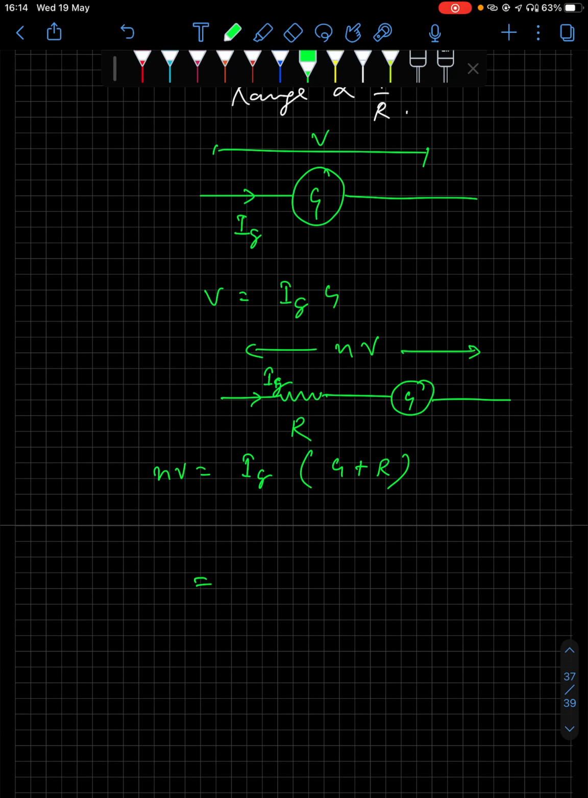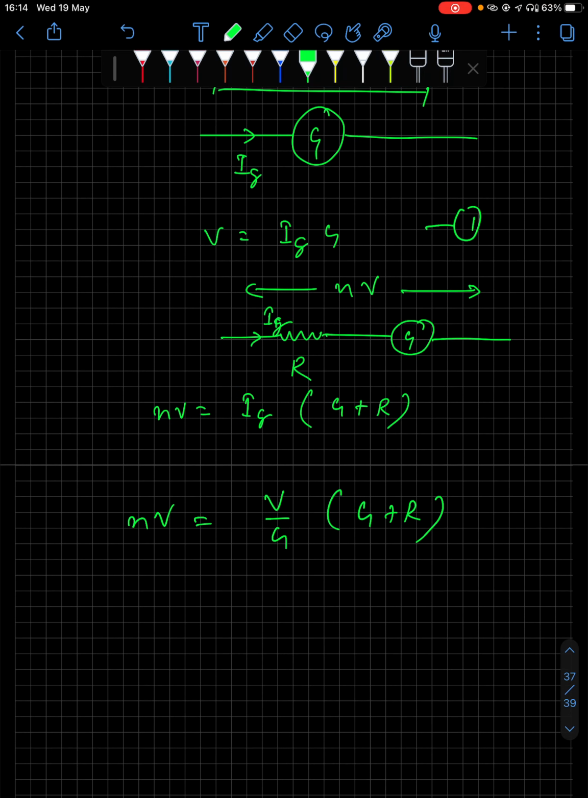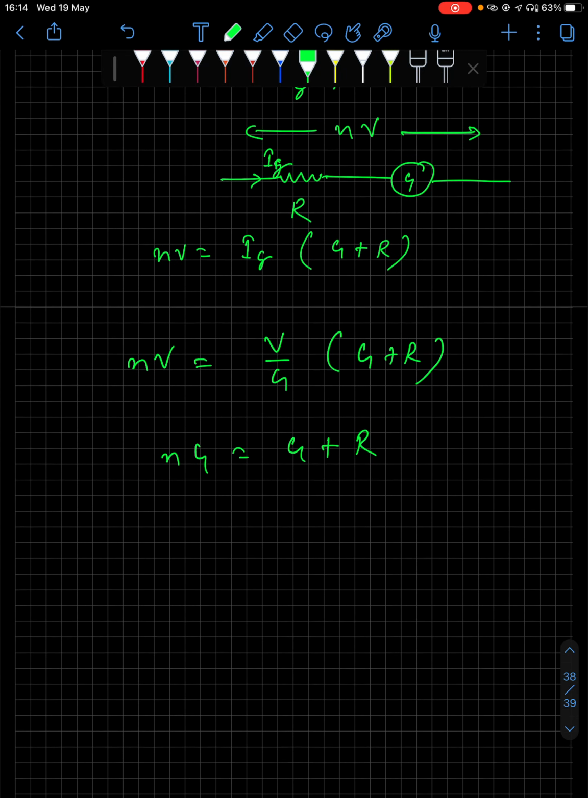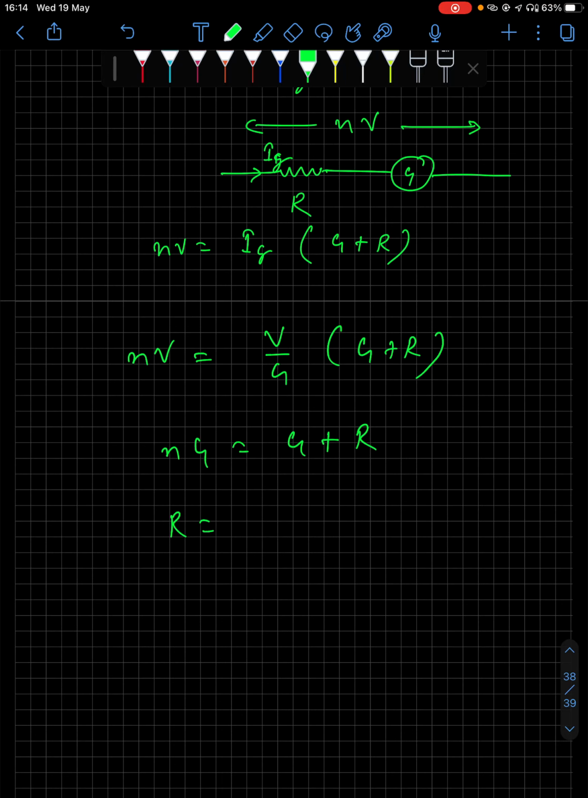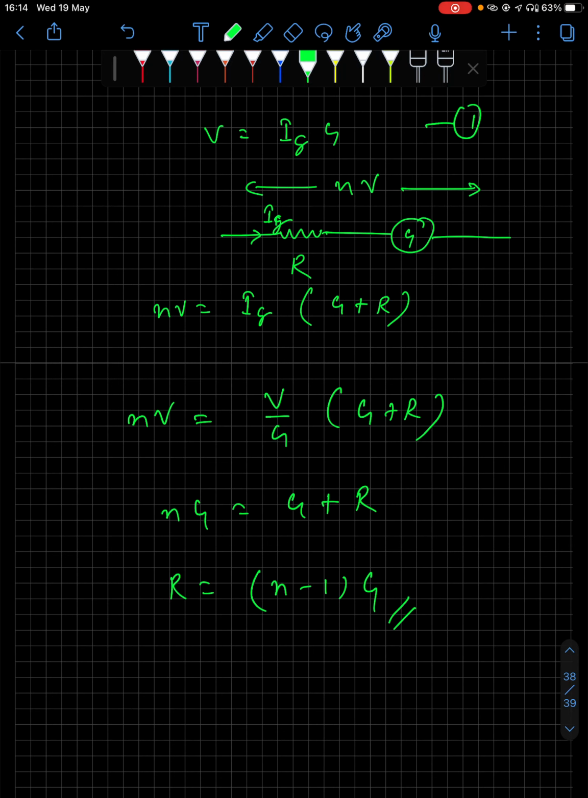NV is NV only. What is the value of Ig from equation 1? Ig can be written as V by G, G plus R. Right, so V and V cancel, you get NG equal to G plus R, and R equal to (N minus 1) into G. So this has to be the value of the resistance to increase the voltmeter range up to NV, okay, N times.